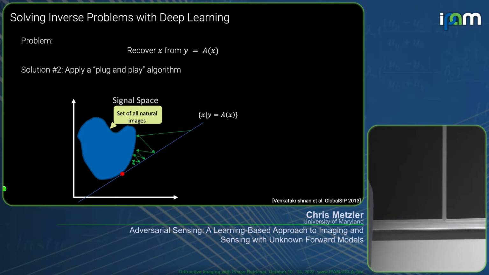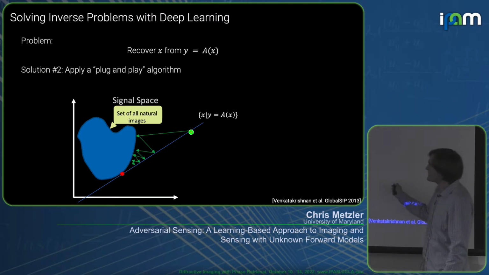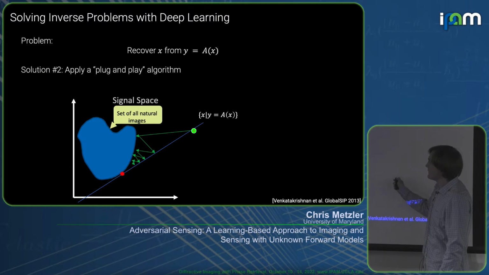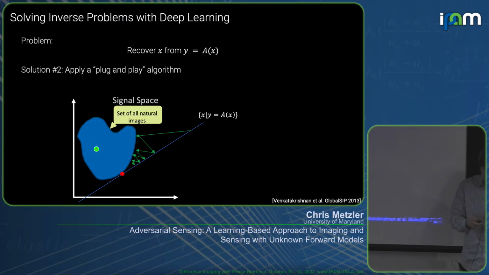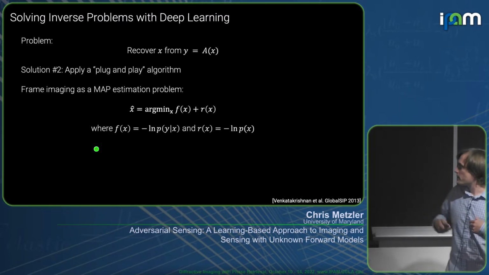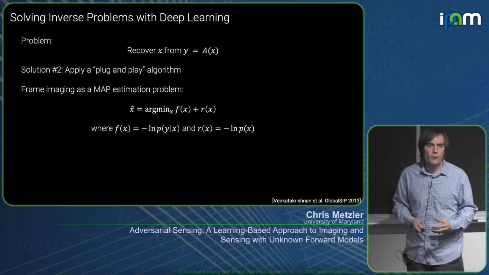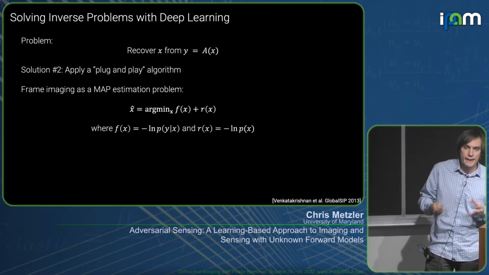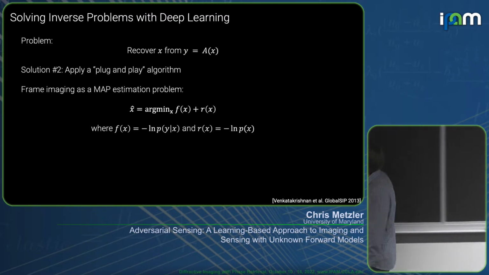And you could imagine a simple projected gradient descent-like algorithm where you project onto that set, project onto that set, project onto that set, and so on. You can make this a little more formal by turning to maximum a posteriori estimation.